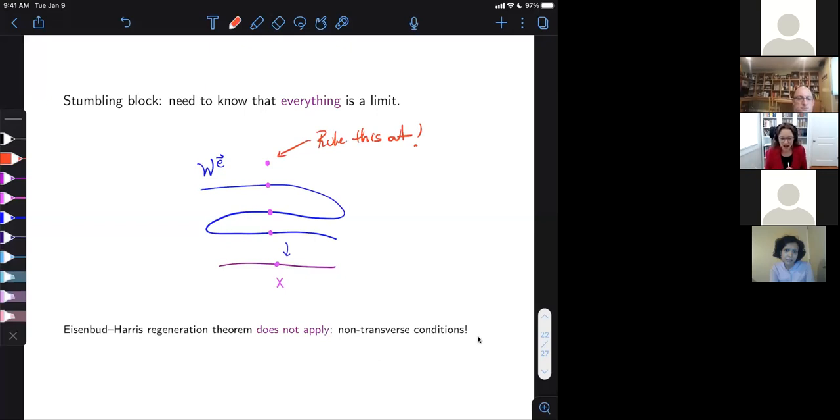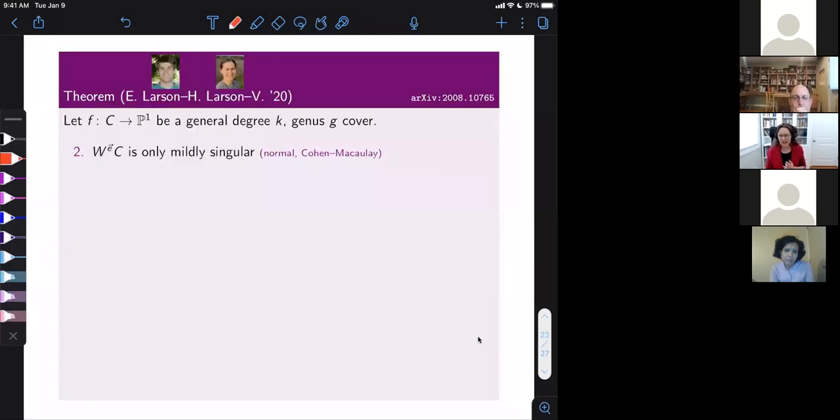And so we needed to develop a way of dealing with these non-transverse conditions, only keeping the essential conditions to be able to do dimension counts. And so we could prove a regeneration theorem for these limit linear series that works in our case. So we did that. That's the main technical heart of the paper. And then we get the following results.